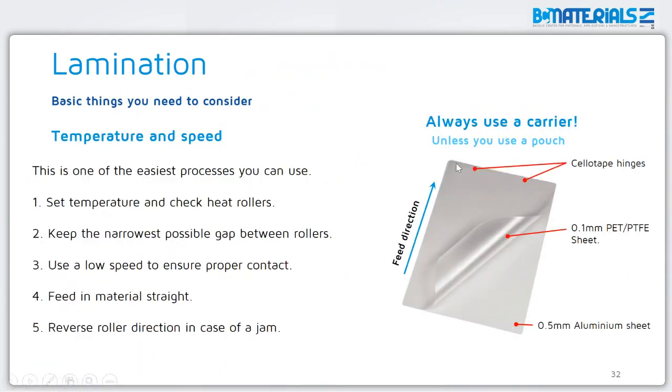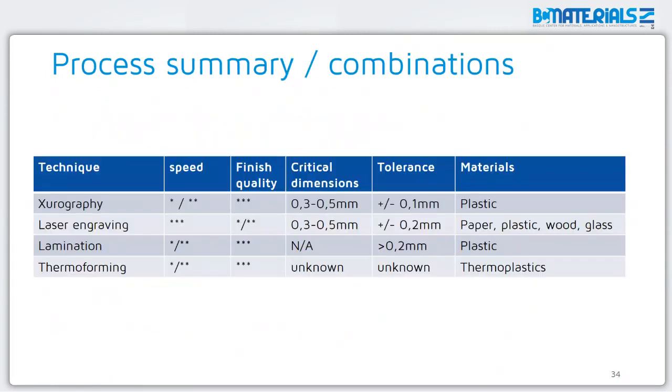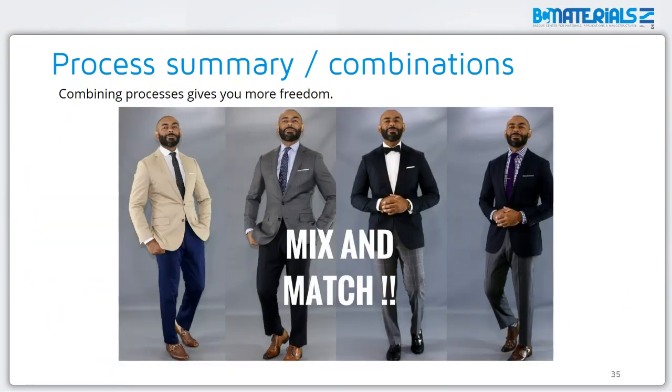You will need to use a pouch. In the video that we saw, the guy was using a PTFE pouch, but you can also make something using a sheet of aluminum and a PET or PTFE cover to process your small samples through the laminator. And that's almost it. So finally, some summary of the features of these machines, and then feel free to mix and match the different techniques, because this way you will be able to do more and achieve more freedom.